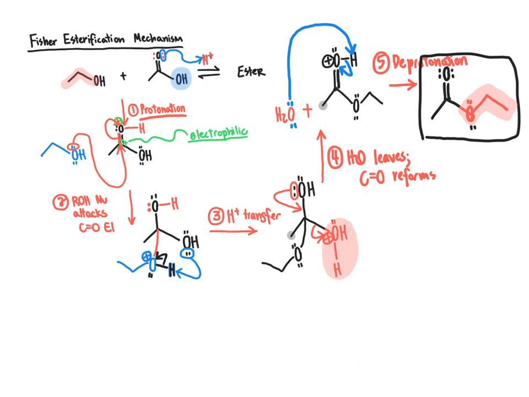Now let's go ahead and do a special type of Fischer esterification reaction that's going to be an intramolecular reaction. Intra, meaning within the same molecule, we are going to have the alcohol functional group and the carboxylic acid functional group react within the same molecule to give us a ring in the final product. So we're looking at an intramolecular Fischer esterification.